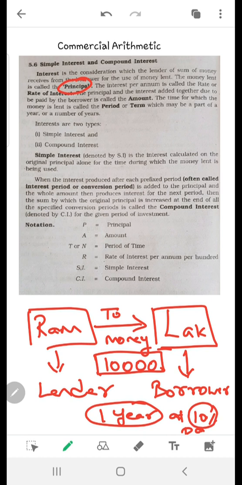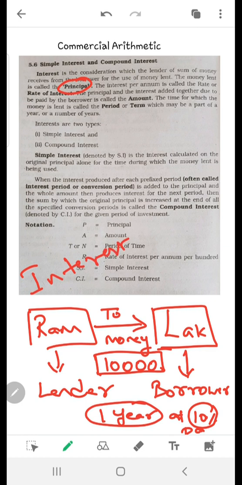So this is the concept where when Lakshman has borrowed money from Ram for 1 year, after 1 year when he is paying back, he will not pay only 10,000, he will pay some extra money. That means Lakshman, Ram ಹತ್ರ ಇಸ್ಕೊಂಡಿರೋ 10,000 ಗೆ he will give some extra money. That extra money we'll call it as interest.